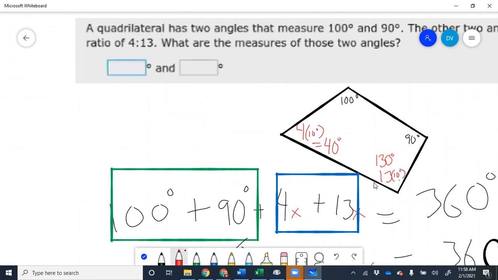And by the way, I'm not sure if it'll mark you wrong or not, but put them in the same order that they put them in. If they said 4 to 13, which do you want to put first? The 40 or the 130, do you think? Yeah, let's put the 40. I don't know if they'll mark it wrong, but they may. So let's put them in the right order. 40 degrees and 130 degrees.